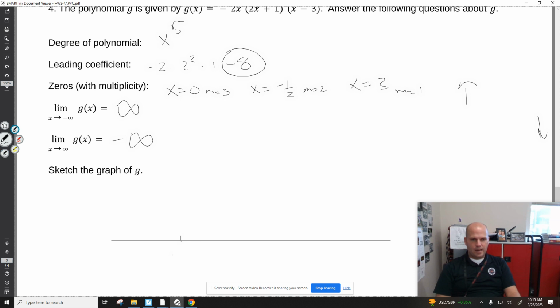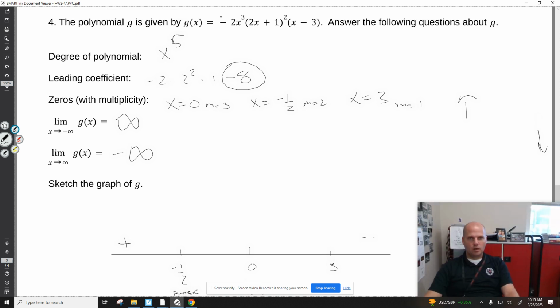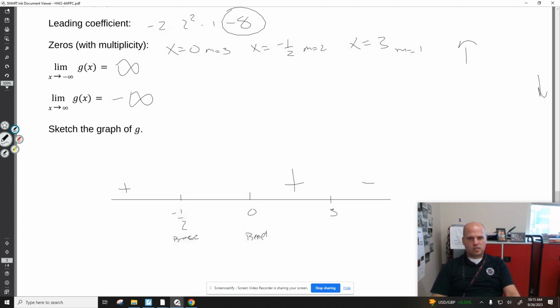I got -1/2, 0. I'm going to bend through 0. I'm going to bounce off of -1/2. And then at 3, I'm going to change signs here. I know I have negatives here and positives here. By end behavior, I can use a sign chart, plug in something like 4. I got a negative, a positive, a positive. That's a negative. Change signs, change signs. Ooh.